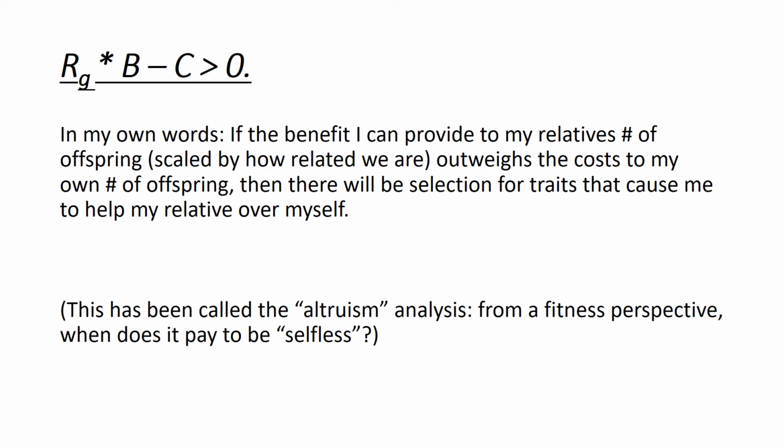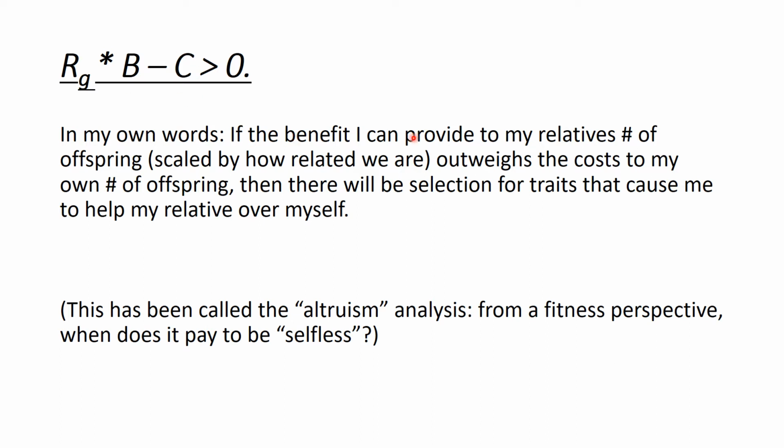R sub g times b minus c is greater than 0. So basically what this is saying is that if I'm going to incur a fitness cost to my own number of offspring, I should be able to help my relative produce a greater number of offspring when it's scaled by their degree of relatedness. So if I'm related to my relative by 0.5, I should be able to double the extra number of offspring that they have in relation to the number of offspring that that effort is going to cost me.